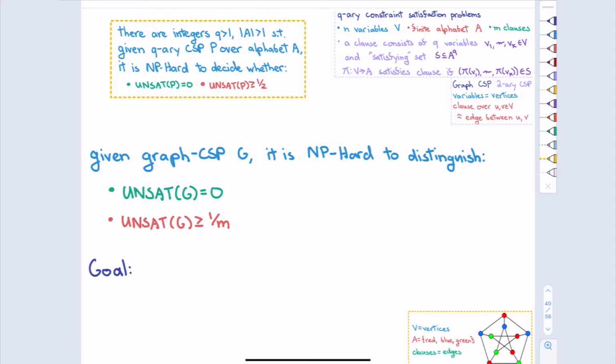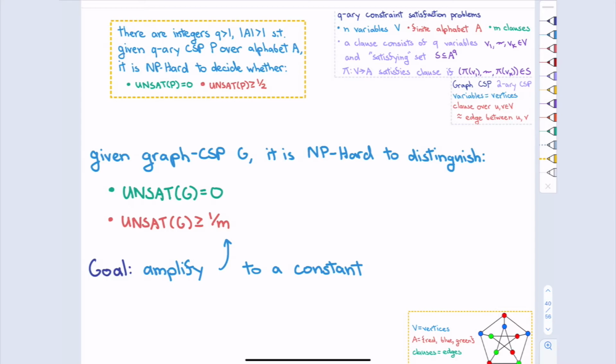So this is our starting point, right? We already know this is NP hard, but it's sort of put into a language that looks like what we eventually want to prove. So our goal then is to somehow take this 1 over M and try to ramp it up to a constant.